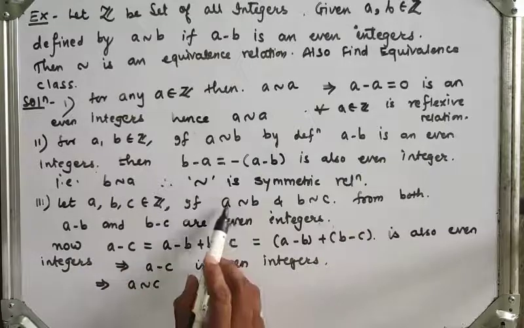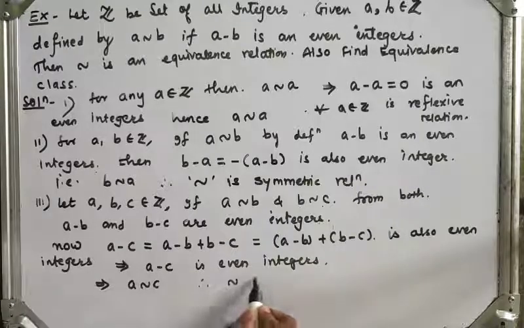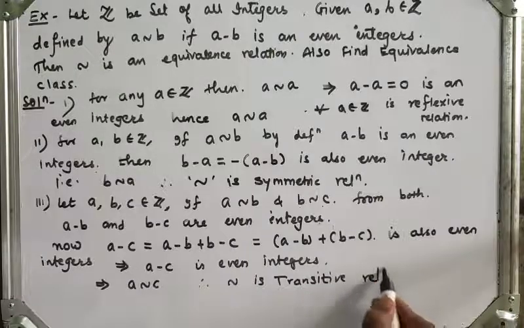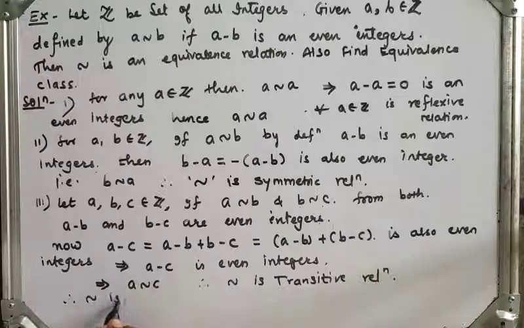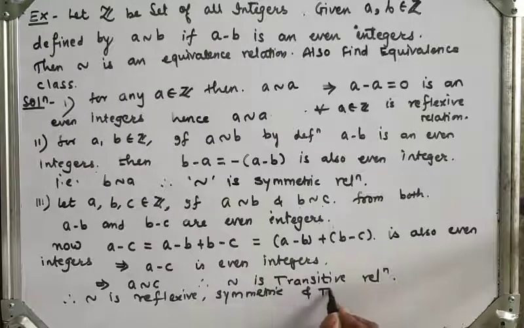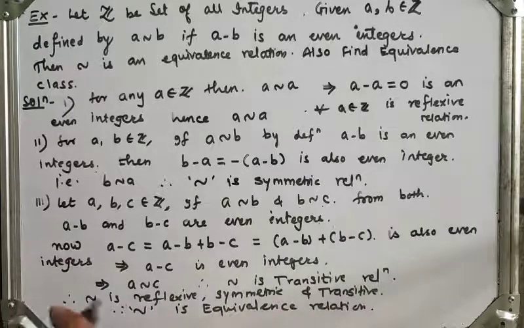Here I have a equivalent to b, b equivalent to c, then finally I get a equivalent to c, which means tilde is a transitive relation. Therefore tilde is reflexive, symmetric and transitive. Therefore tilde is an equivalence relation. Now we have to find the equivalence class next.